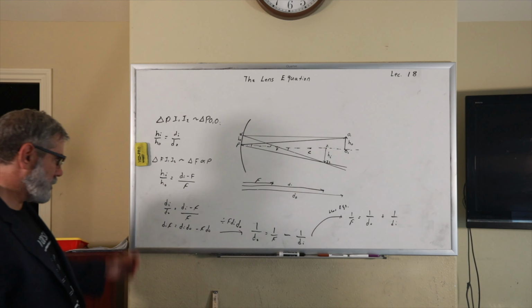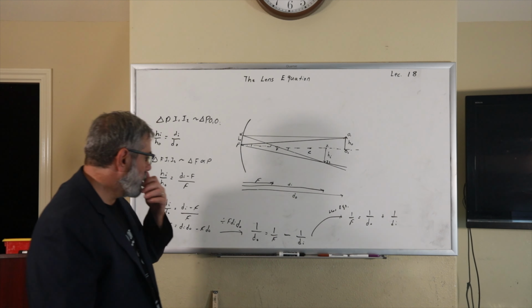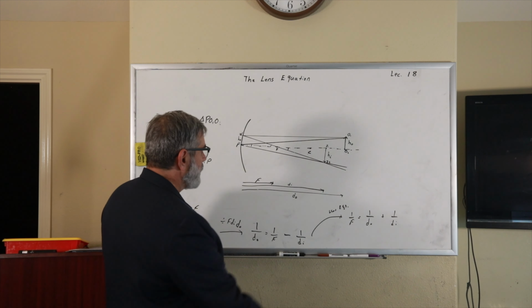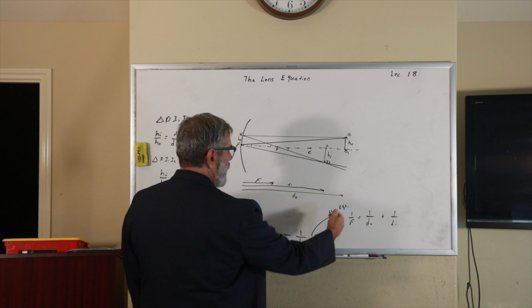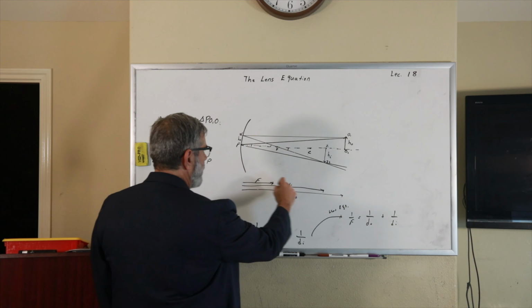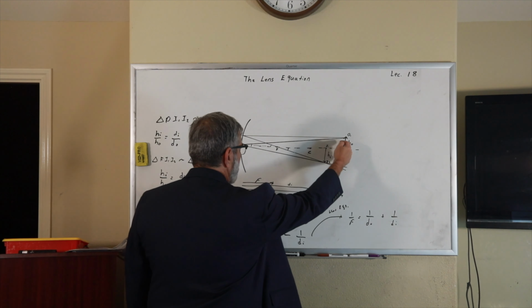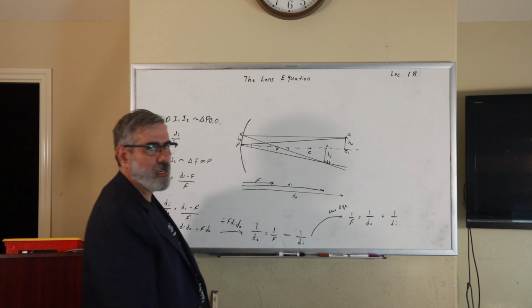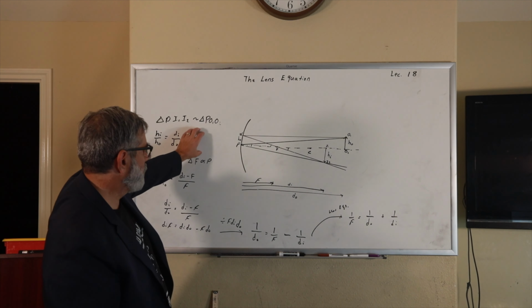However, I should point out that there's a sign convention that we use that's a little bit strange. You have to consider the positive x direction to be in the direction of incident rays. So in this picture here, this would be the positive x direction, which means that all of these numbers here, DO and DI, would both be negative numbers. The positive numbers would be over here.